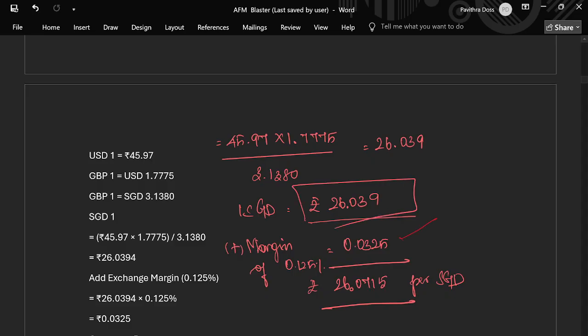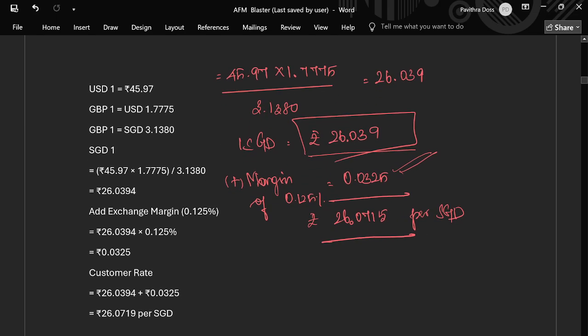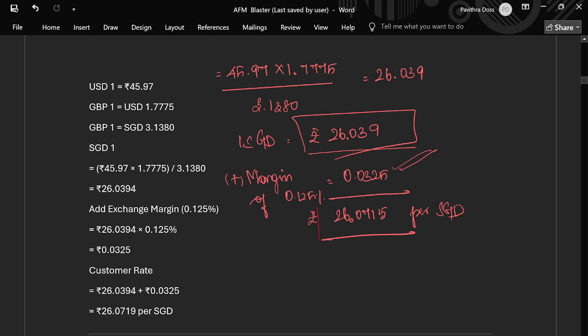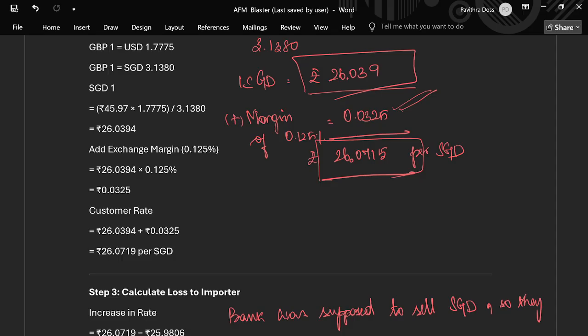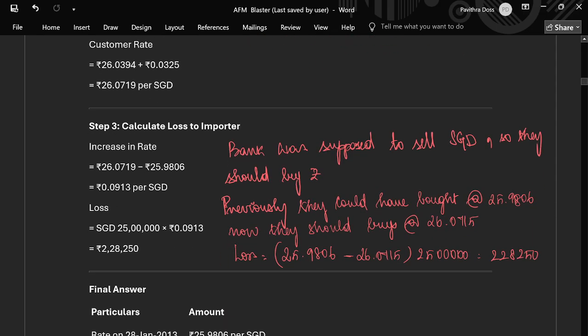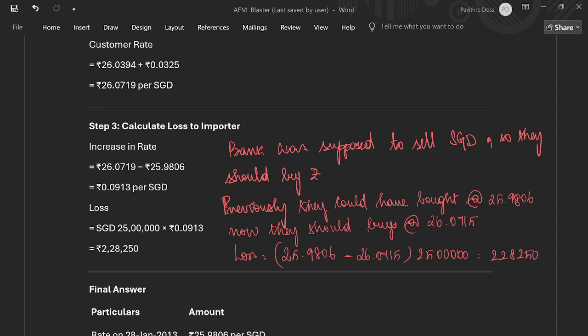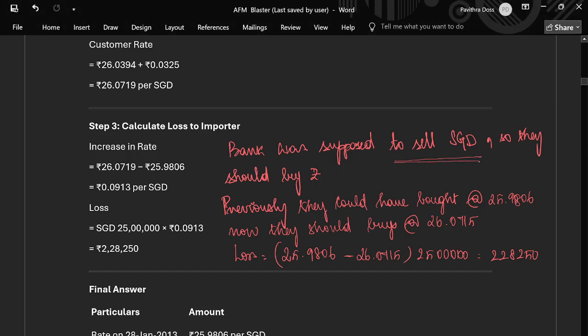26.039, and the bank is also wishing to charge a margin. So the final rate that is quoted for the customer is 26.0715. Okay, so what is happening is that the bank was supposed to sell SGD, right? So they should have bought rupee. Clear. And they could have previously bought it for 25.806, but now they are going to buy it for how much?